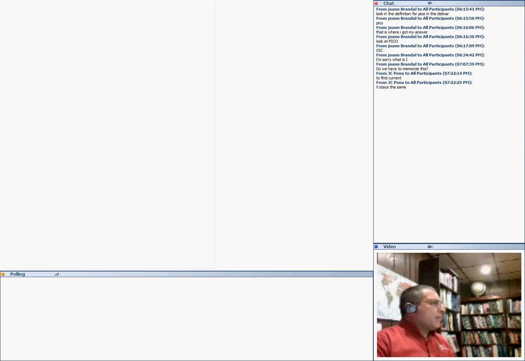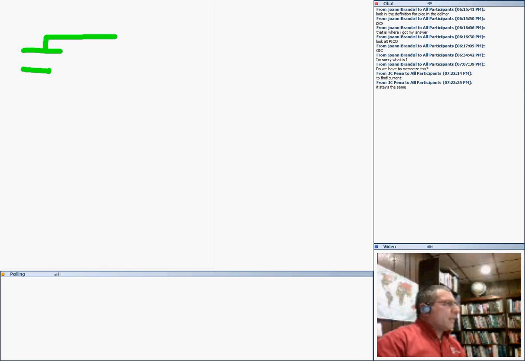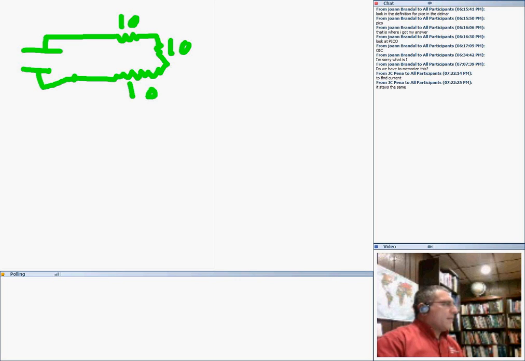Before I go with that one, I want you guys to understand one other thing for a circuit. If all the resistors are the same, so I have 10 and 10 and 10, and another resistor of 10, the source here is 200 volts.